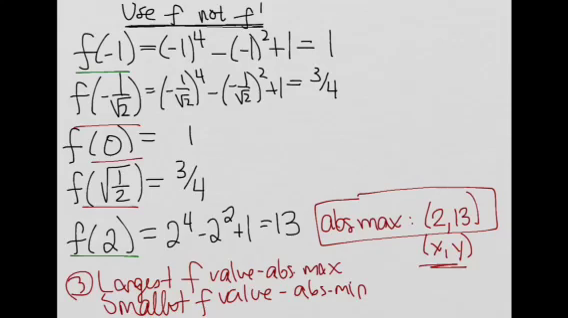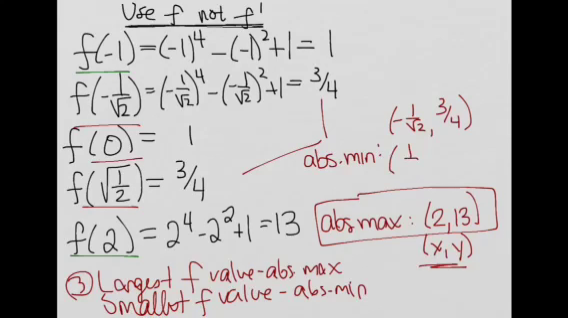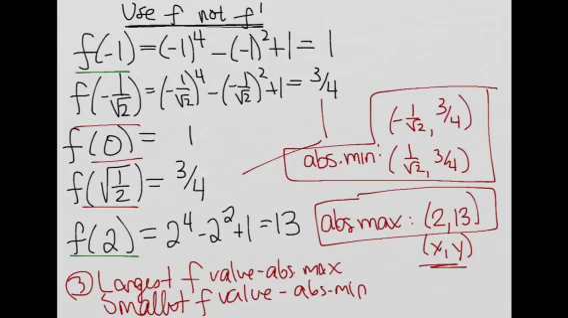And the absolute minimum looks like it occurs at 2 places. So we have 2 absolute minimums. Those occur at negative 1 over the square root of 2, 3/4 and 1 over the square root of 2, 3/4. So you can have more than one if your smallest value is repeated. It turns out that the 0 and the negative 1 actually don't come into play here. They're not a minimum or a maximum. So we have 2 absolute minimums at square root of 1/2 and negative square root of 1/2, and the y value is 3/4, and the absolute maximum is at 2, 13.